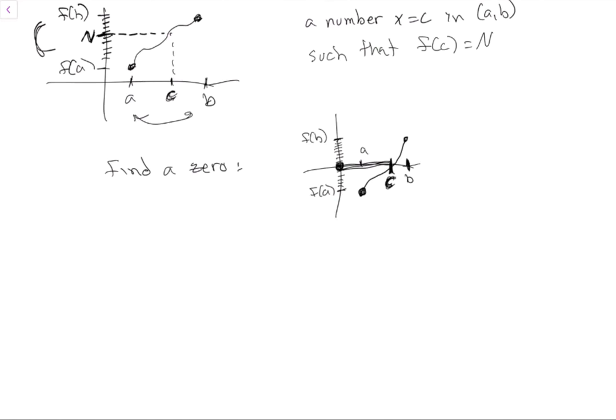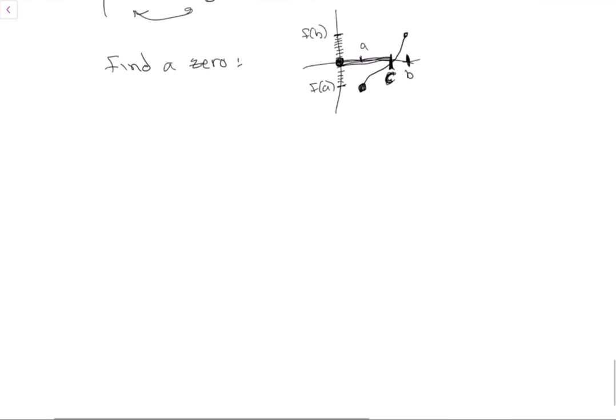And again, this all hinges on the fact that the function is continuous, right? If the function isn't continuous, it could jump over the x-axis, or it could completely avoid the x-axis. So this theorem is only useful for continuous functions, which honestly seems quite restrictive, but we will see again how useful this really is.